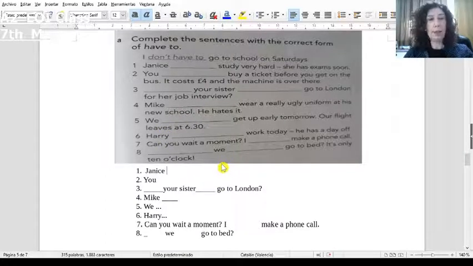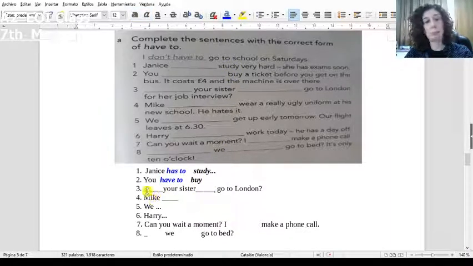Well, now, let's correct number 1. Janice, tercera persona del singular, has to, tiene que, y el infinitivo te lo ponen ellos. Study very hard. Tiene que estudiar. Tercera persona del singular le pongo has. ¿Vale? Well, 2. You buy a ticket. You have to buy a ticket. Tienes que comprar el billete antes de subir al avión, al autobús. ¿Ya? Voy a marcar que va el have to o el has to más un infinitivo.